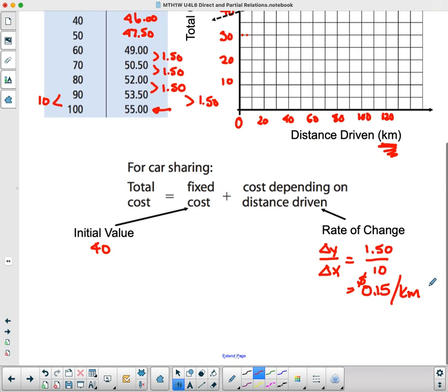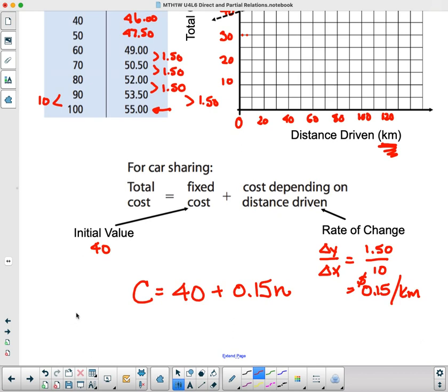So if we want to write this equation for car sharing, the total cost equals the fixed cost, which is 40, plus the cost of driving, 0.15, times the number of kilometers driven. I don't care what we put in there, n. You guys like using an n yesterday, so we will use an n. Any questions about this? Write them down and ask me when you see me in class again.